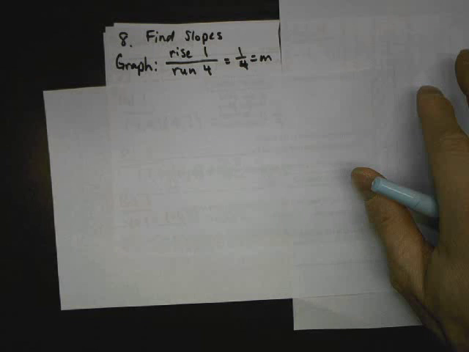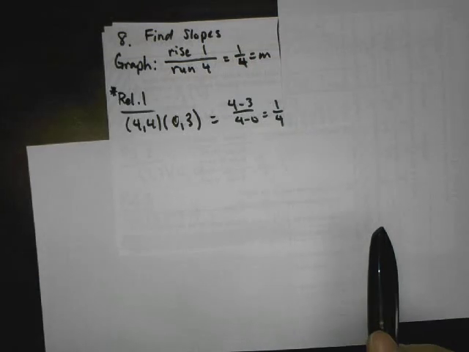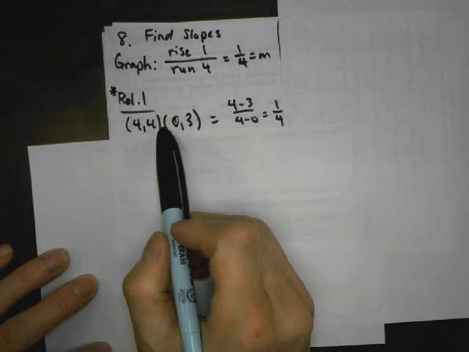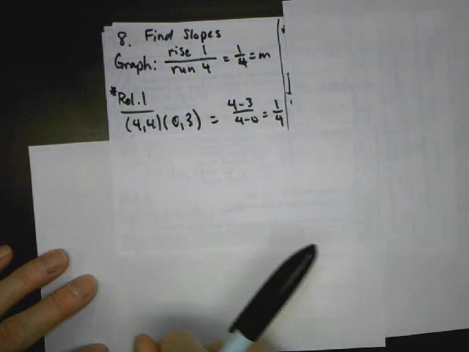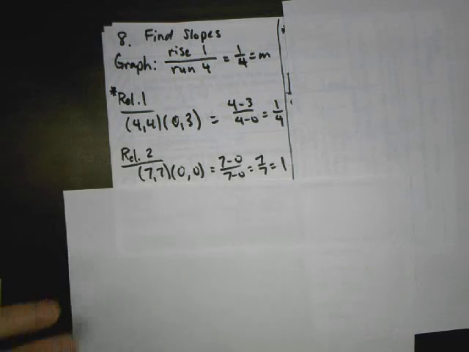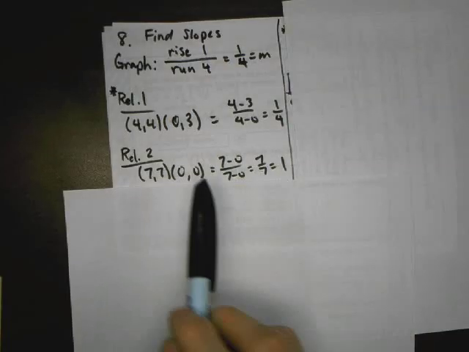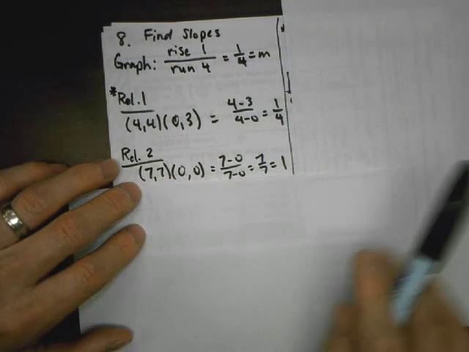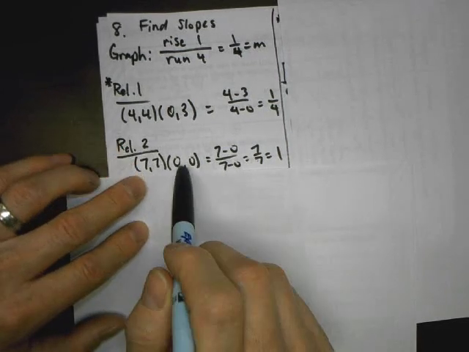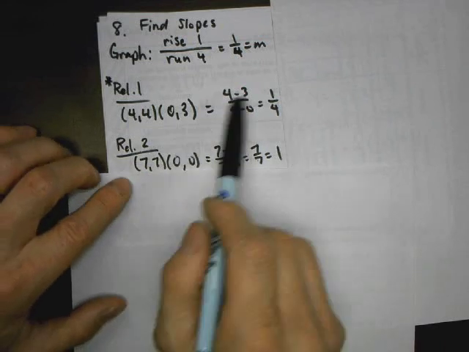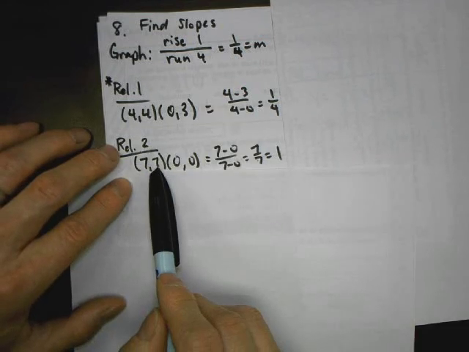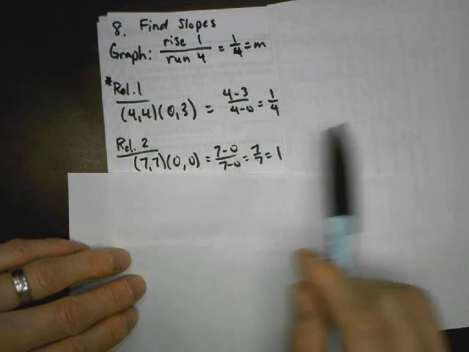Relation 1 is a table, so I'll take 2 points from the table. 4 is on the table and 0, 3 is on the table. So I go y minus y over x minus x, and I get a slope of 1/4. That's the same. Relation 1 has the same slope. Relation 2 is a table also, and that table has the points 7, 7, and 0, 1. Those of you that know the shortcut, because this is proportional, take the shortcut, but some people still don't get that. So we'll just do the same thing we did before. I go y minus y over x minus x, and I get a slope of 1. So that doesn't have the same slope.